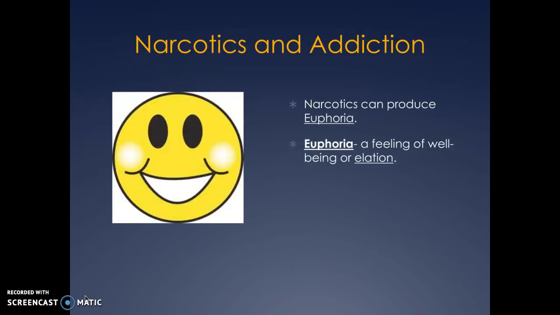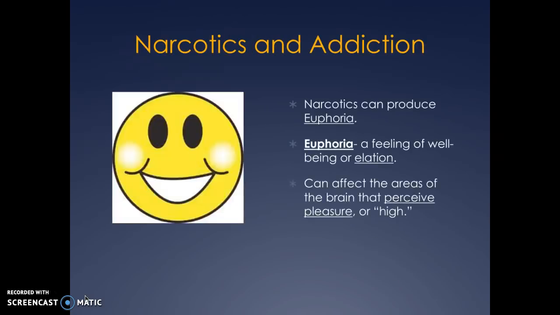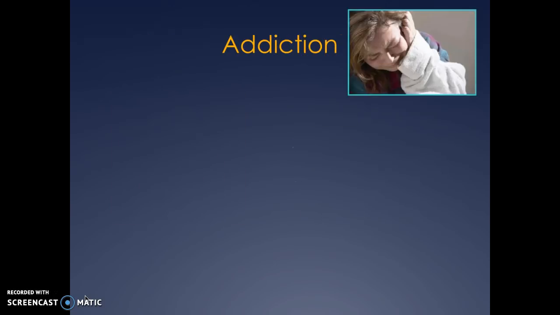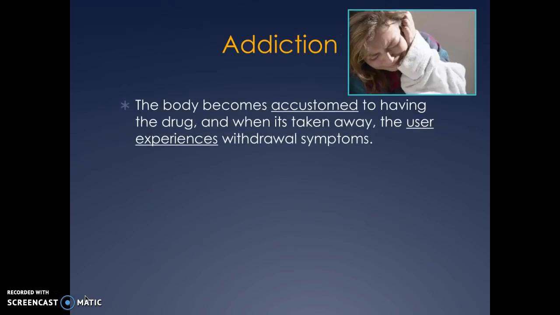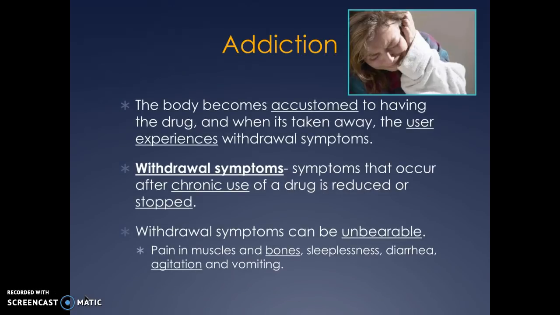So, narcotics and addiction. First of all, narcotics can produce what's called euphoria. Euphoria is this feeling of well being or elation. Usually, people describe it as a high feeling. It's affecting those parts of the brain that perceive it as pleasurable, and so it dumps a bunch of pleasurable chemicals into your brain, and that's why you get that intense high feeling from it. The problematic part is the addiction part of it.